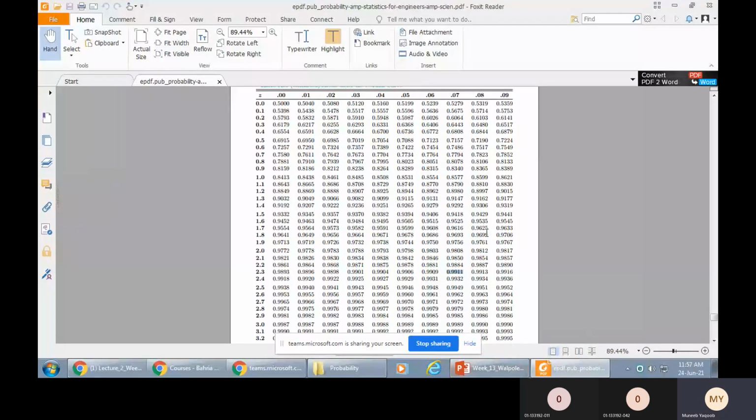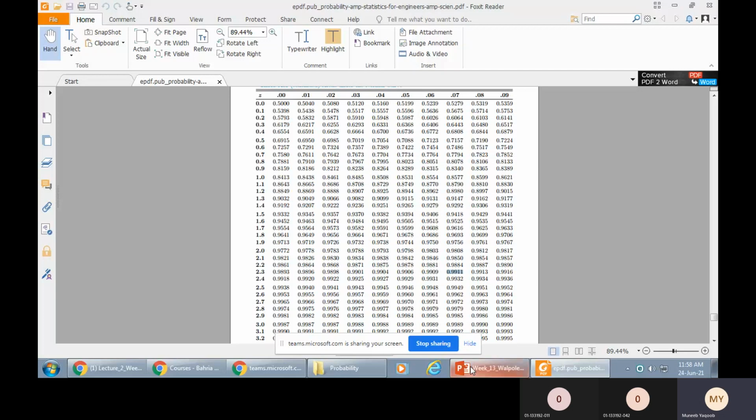You must remember that this table is valid only for the standard normal distribution. What is a standard normal distribution? A normal distribution with mean equal to 0 and standard deviation equal to 1. That is the reason we subtracted the mean from X and then divided the answer by the standard deviation. Why did we do this? Because we needed to convert the binomial distribution into a standard normal distribution.